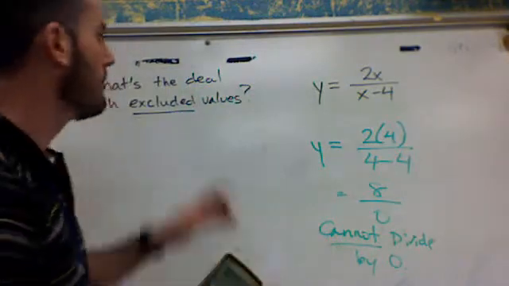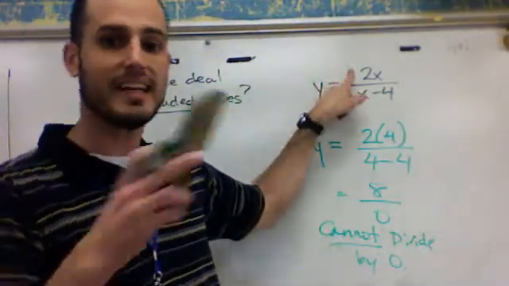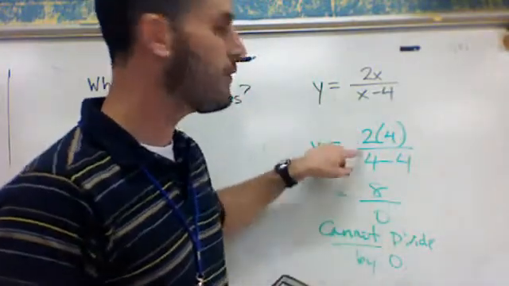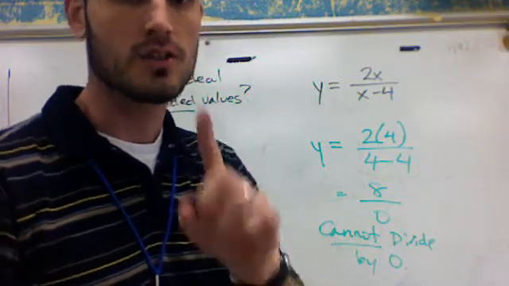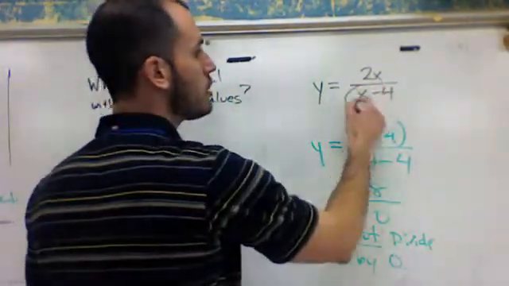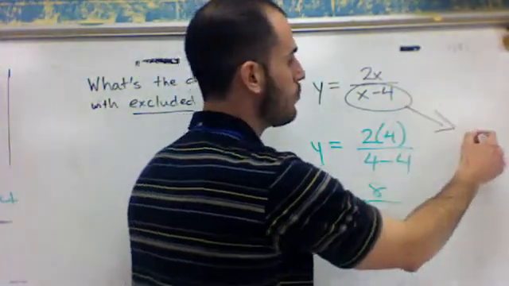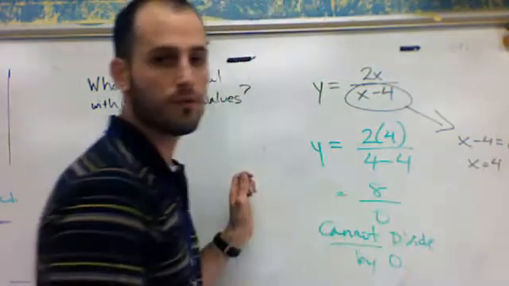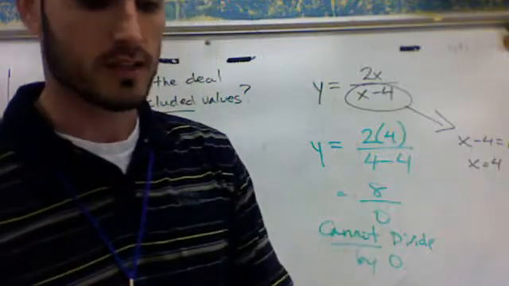And that is why this function has an excluded value. You can put whatever value you want in for x and get a y value out, but you can't put in 4, because when you do, it makes a dividing by 0 case. So when we're looking for these excluded values in a rational function, we look only at the denominator. We make sure it's fully factored, and then we set it equal to 0 and solve for x. So x would be equal to 4. When x is equal to 4, it's excluded. And that's the deal with excluded values.